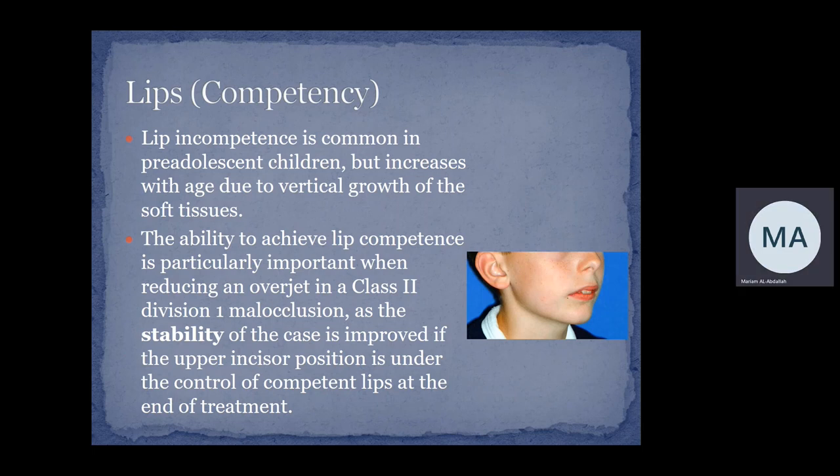Now, at younger ages, if the lips are incompetent, this might be affected later on with growth. It could get worse if we have unfavorable vertical growth, or it can get better if we have favorable soft tissue growth and maturation. So sometimes we wait for soft tissue maturation in order to assess the competency of the lips. Lip competency is very important, especially for patients with a class 2 division 1, because if you are aiming during treatment to reduce the overjet, then the stability of the result at the end will depend on the competency of the lips. You need to correct incompetent lips into competent lips in order to increase the stability of the results at the end of the treatment.